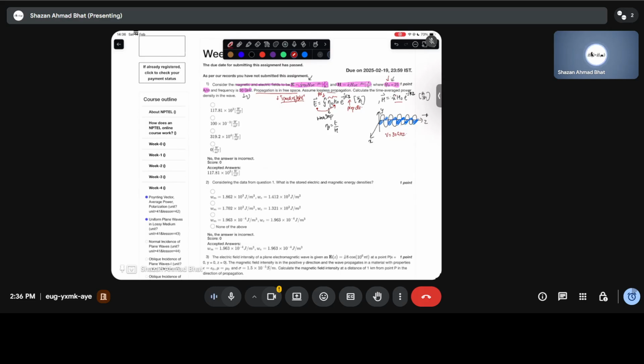We have to assume lossless propagation. That means there will be no lossy media. So it's a lossless media. And we have to calculate the time averaged power density. So this is the quantity of concern which we need to calculate.